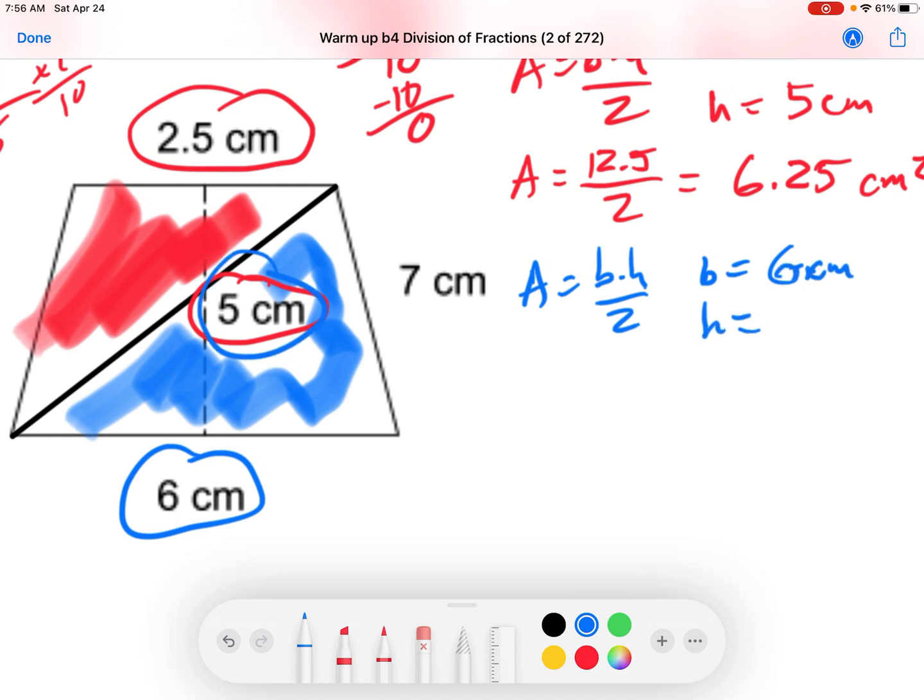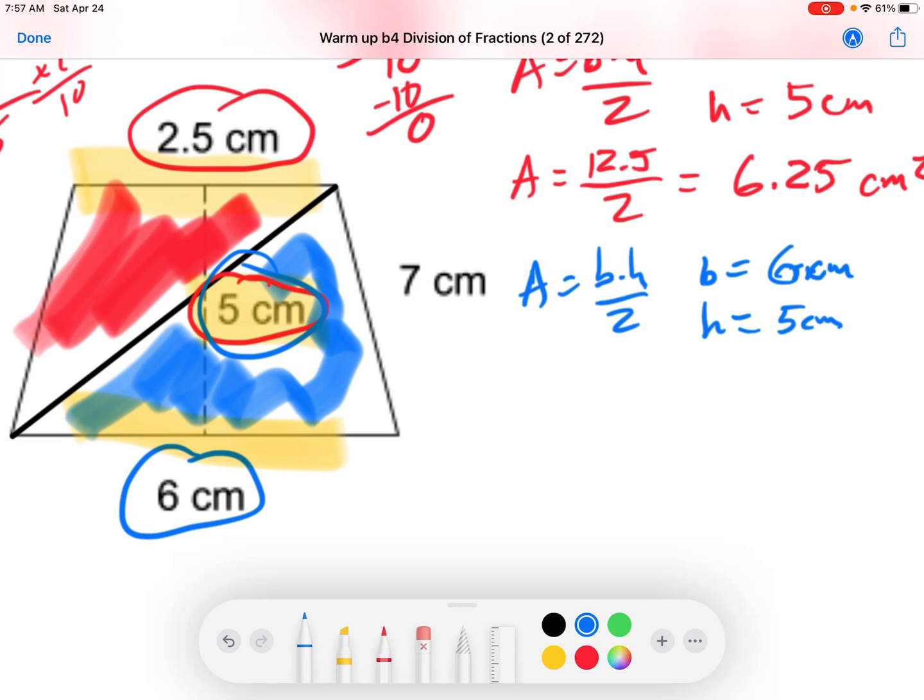And the height is the same, right? And the height is 5 centimeters. Just as a quick recap, the two lines that are parallel to each other, that's this line and this line, are the bases of the trapezoid. They are also going to be the bases of the two triangles, and the height of the trapezoid is also the height of both triangles.